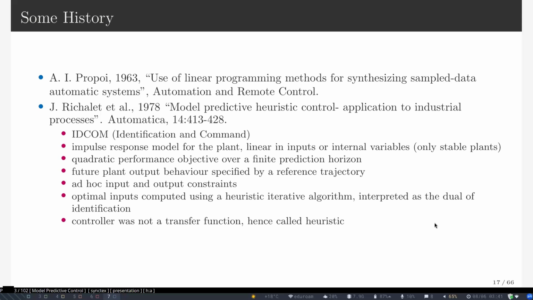It had a whole bunch of different names: identification and command, impulse response, so it does all of these things. And these are the properties that it has: the quadratic performance, wouldn't really handle constraints, and the controller was not a transfer function. When something is not a transfer function, you can't implement it using analog circuitry. It's 1978. You have to implement everything using analog circuitry.